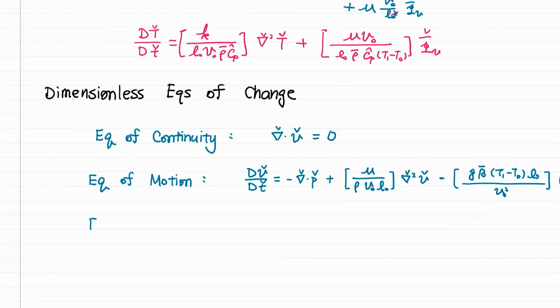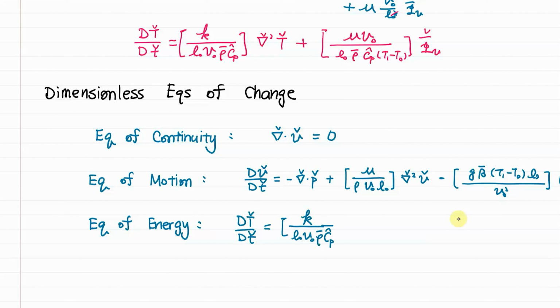And then we have our equation of energy. So we have, again, the dimensionless substantial derivative of the dimensionless temperature equals some coefficient here, K over L naught V naught rho Cp, times the dimensionless Laplacian of dimensionless temperature plus mu V naught over L naught rho Cp T1 minus T naught, and the dimensionless shear stress tensor.